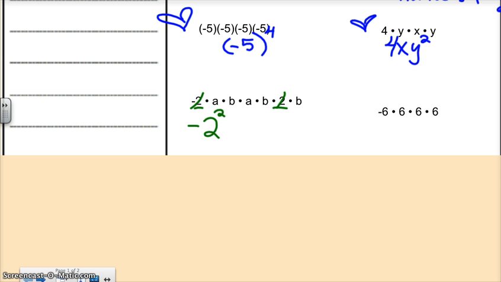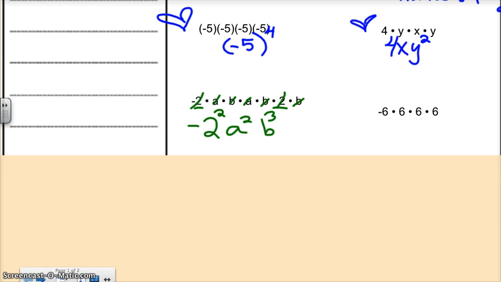Next thing in alphabetical order is A. I have A to the 1, 2, A squared, B to the 1, 2, 3, cubed, I call that cubed. So it's negative 2 squared, A squared, B cubed.